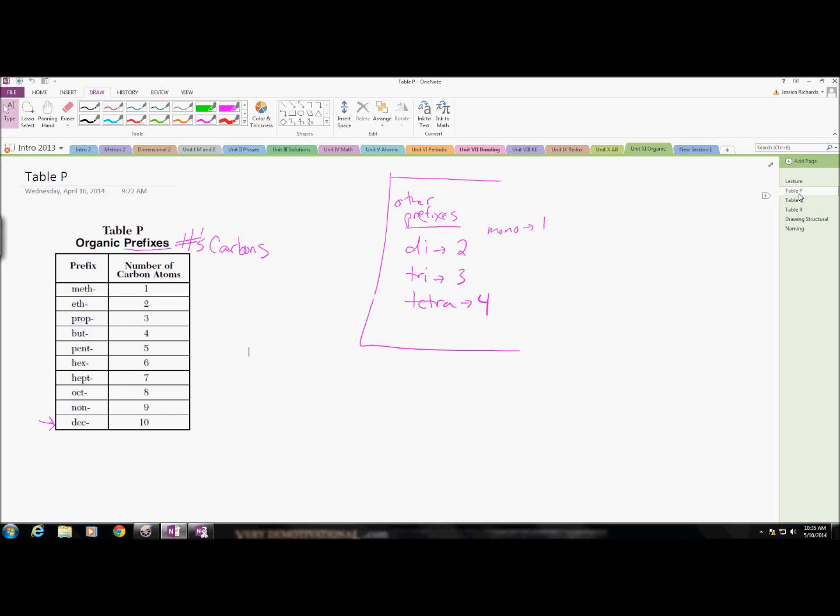So the more familiar you are with those 10 prefixes, meth, eth, prop, but, pent, hex, hept, oct, non, dec, those always refer to numbers of carbons in the name. And other prefixes, when you see mono, di, tri, or tetra, that's going to mean number of pieces. So trimethyl means 3 groups that each contain 1 carbon for a total of 3 carbons.